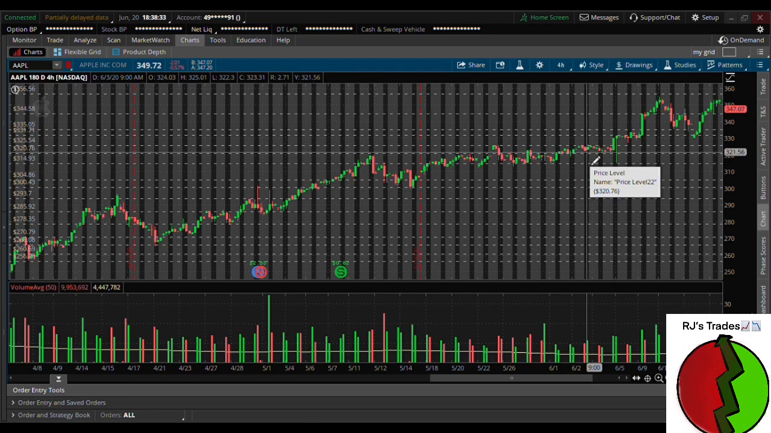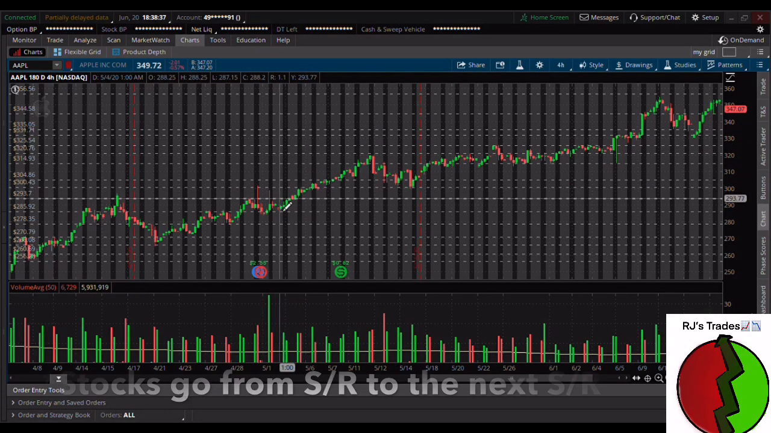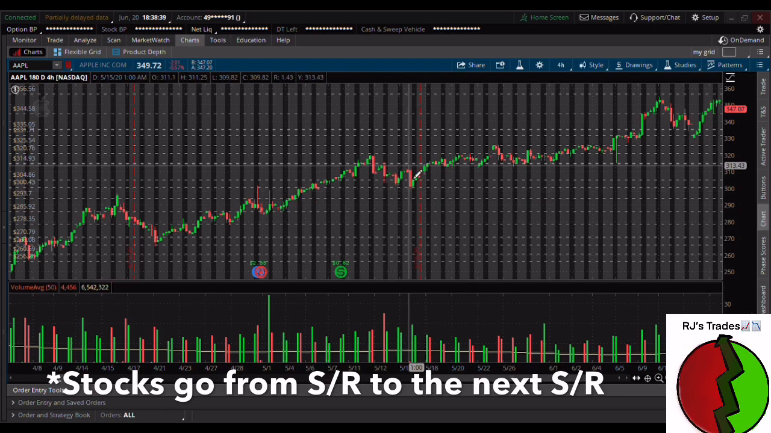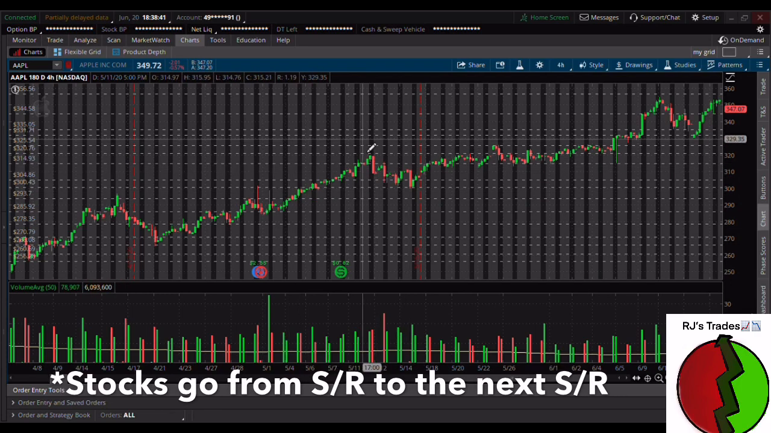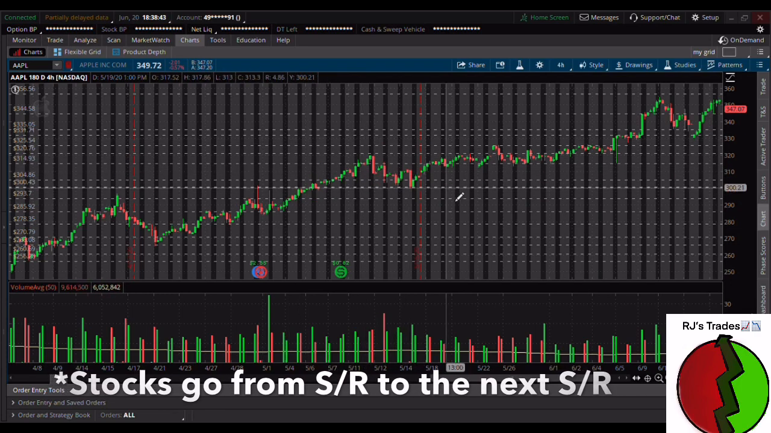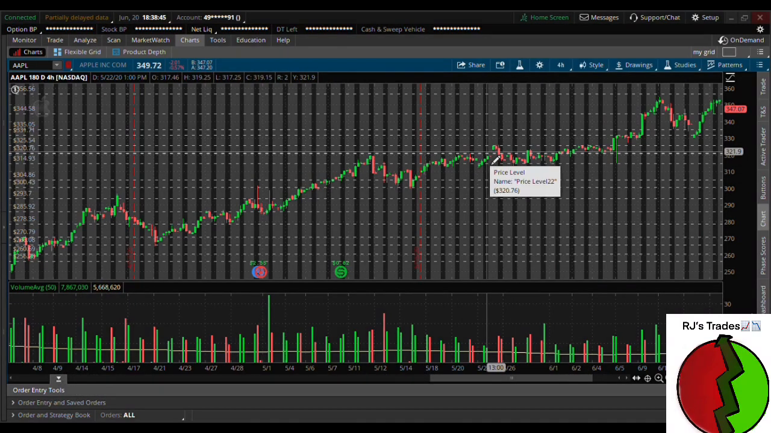All right, so also take note, when a stock goes above a resistance, it goes to the next resistance. Or when a stock drops below a support, it is likely to go to the next support. So keep that in mind as well.